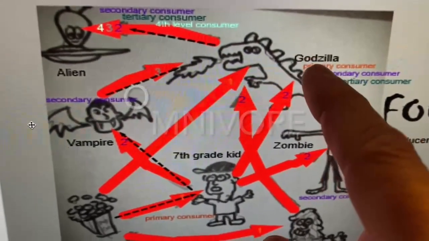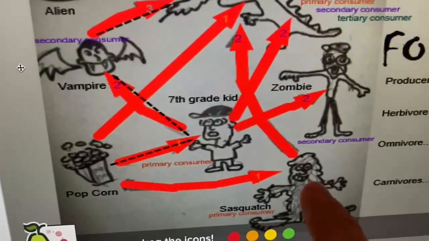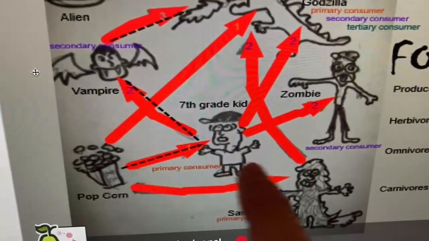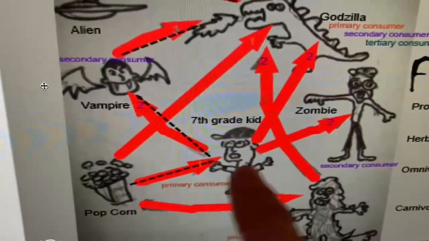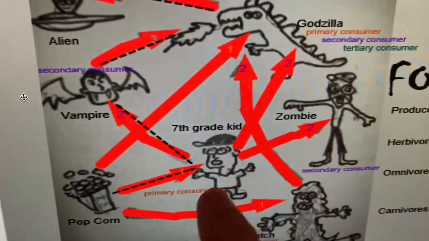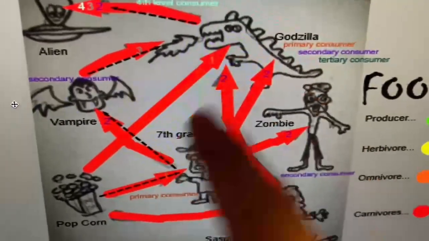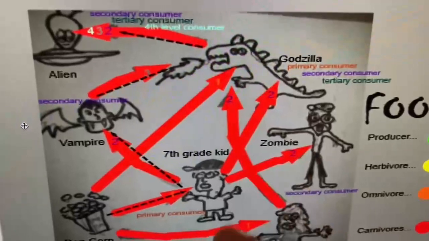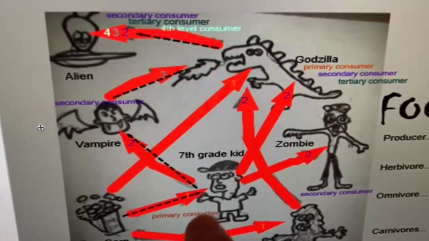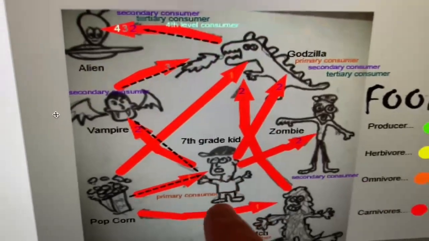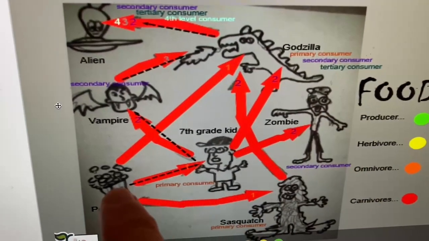Godzilla is an omnivore. So based on this food web, Sasquatch is a herbivore, only eats producers. 7th grade kids are herbivores, only eat producers. Zombies only eat 7th grade kids, so they are carnivores. Godzilla eats both consumers and producers, so they are omnivores. And if you were Godzilla, what would you have to worry about? You probably have to worry about 2 things. Running out of popcorn.